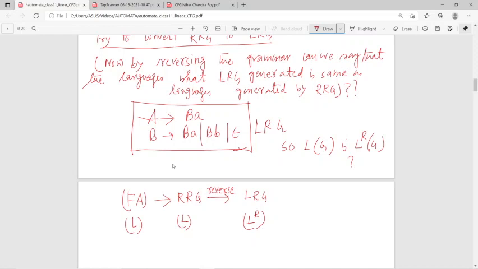So that is the interesting phenomenon that we observe. A finite automata, if we convert it into a right regular grammar, and if we reverse it, we will get a left regular grammar, but the language generated by this grammar is also reversed. So how do we convert a finite automata to give a left regular grammar?